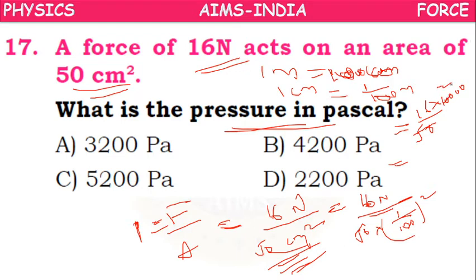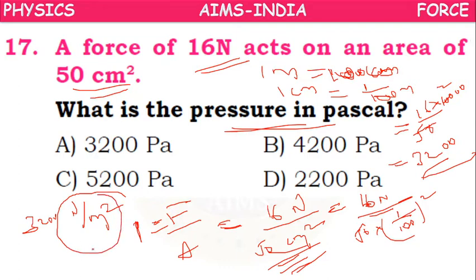16 into 200, 32, and 2 zeros, 32,000. 3,200 newton per meter square. Newton per meter square is the unit of pressure, but it has a special name called pascal, denoted by Pa. So 3,200 pascals. So option A is the right answer.